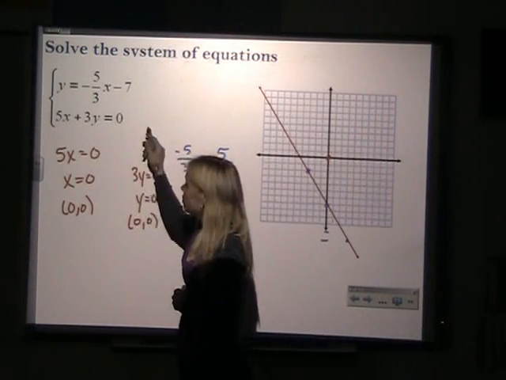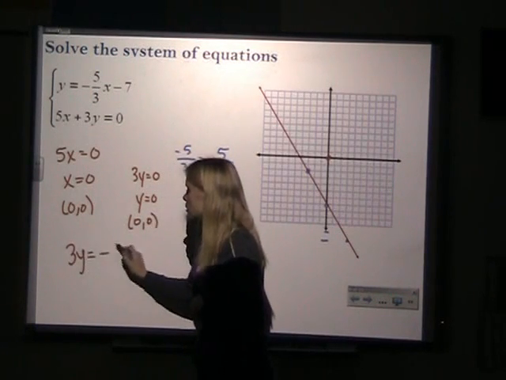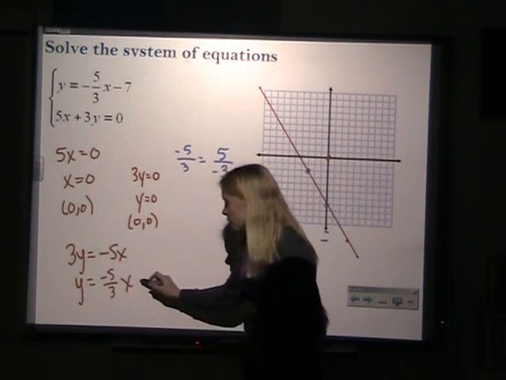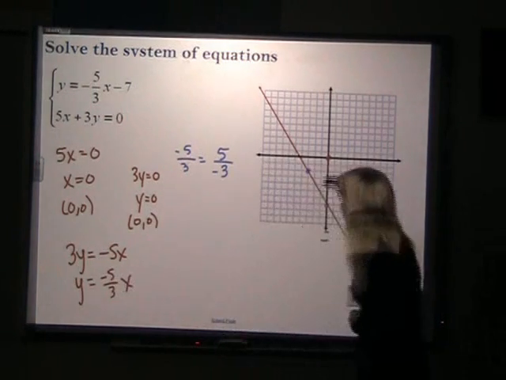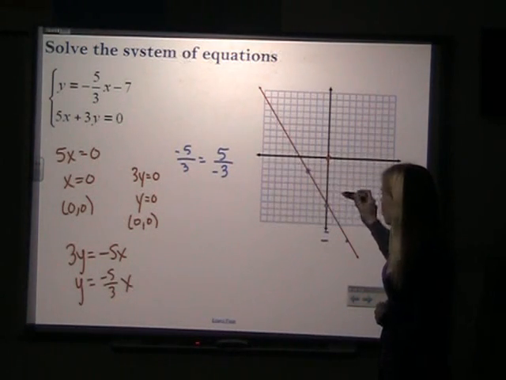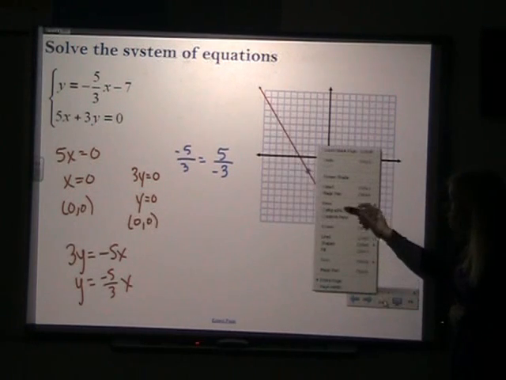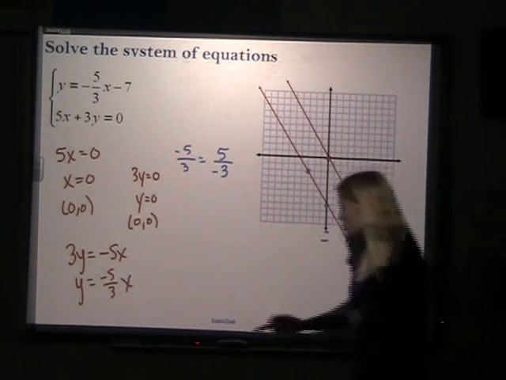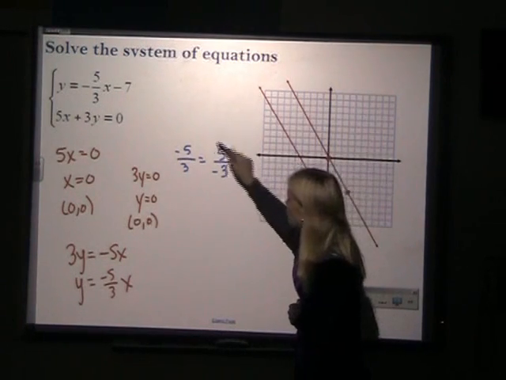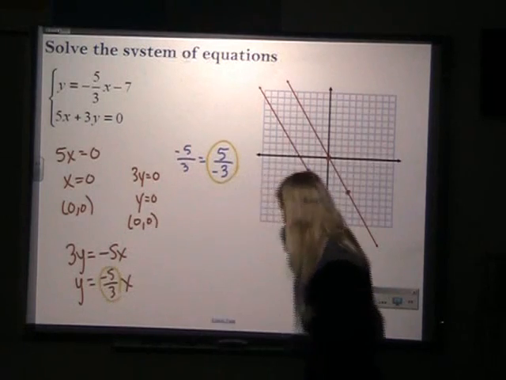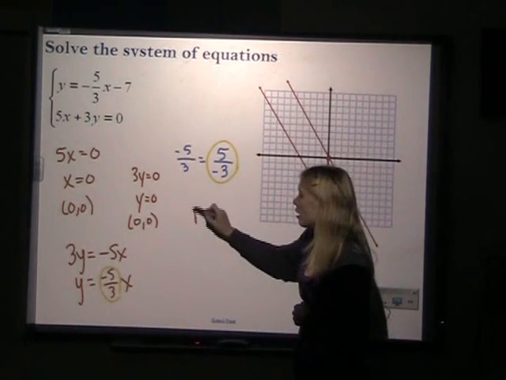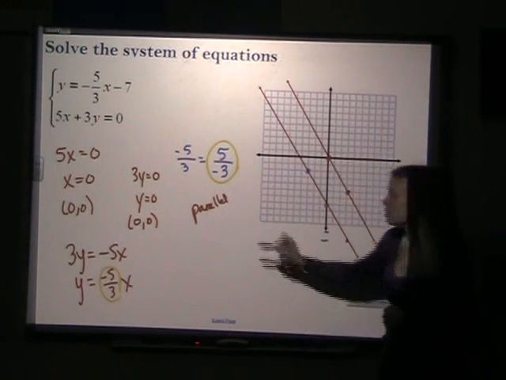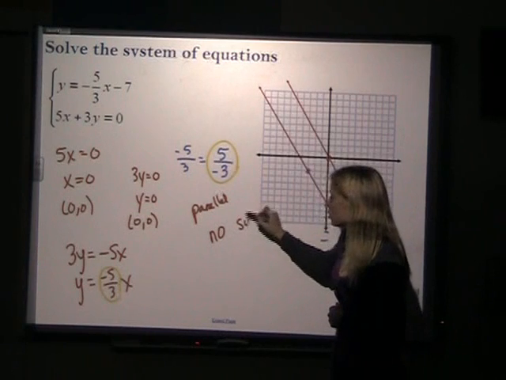So I'm going to subtract the 5x. I'm going to divide by 3, and now you'll see the y-intercept is 0, and I'm going to go down 5 and over 3. Now, some things that we have learned from other previous chapters. You'll notice these 2 lines have the same slope. If they have the same slope, we already know that they are parallel. They're not the same line, they're 2 different lines, so this has no solution.